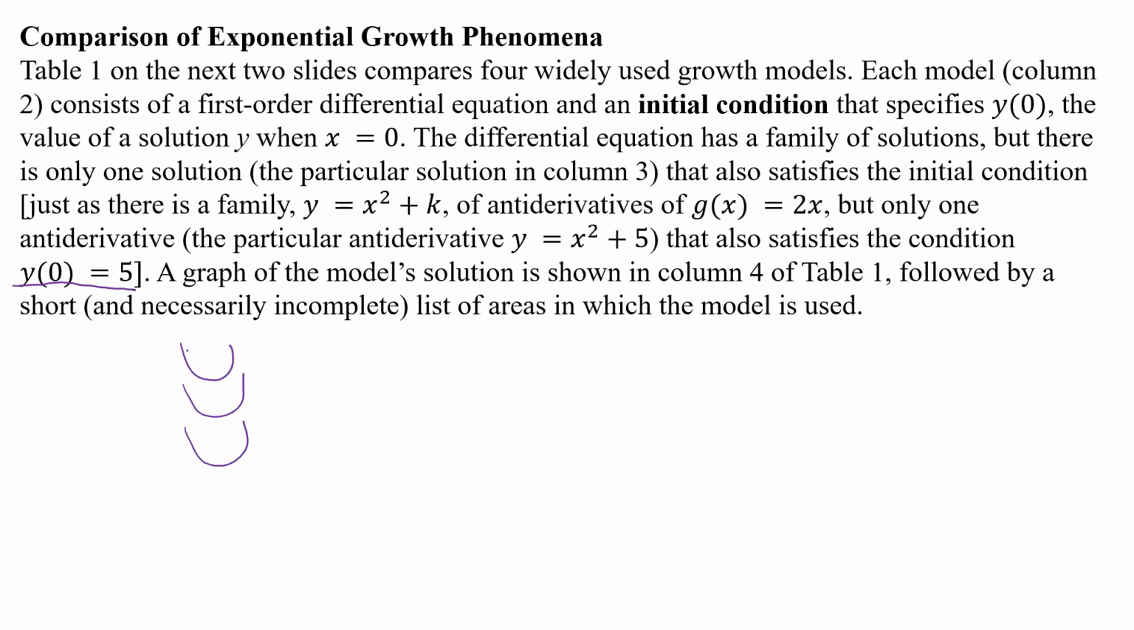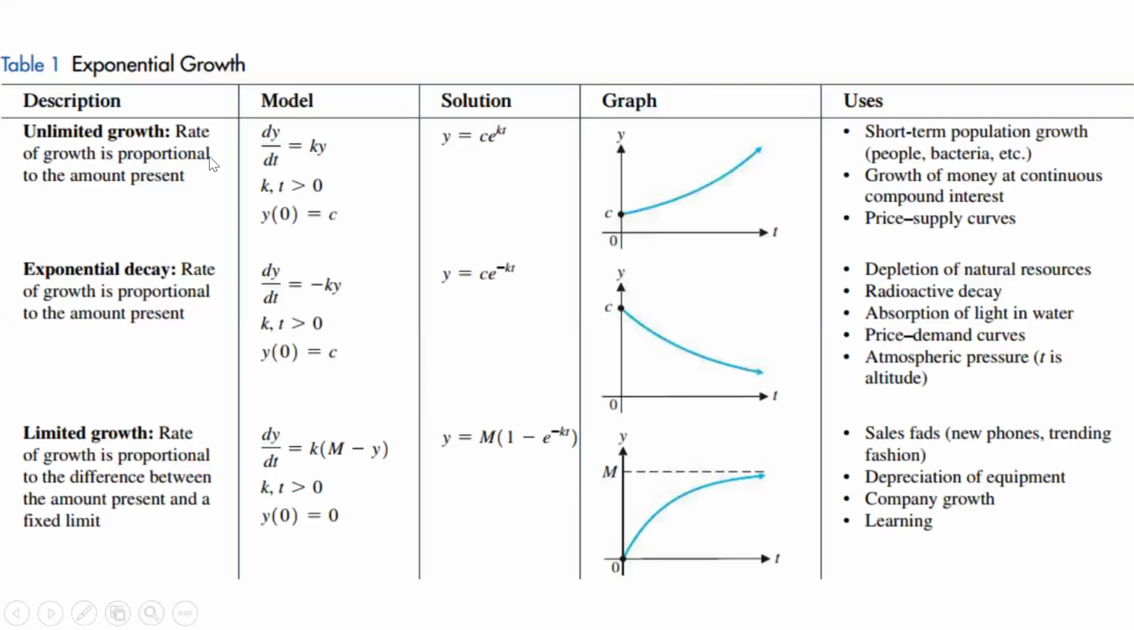Okay, now the graph of the model solution is shown in column 4, and it's followed by a short and necessarily incomplete list of areas where the model can be used, because we don't want to put all of them in there. So we have unlimited growth.